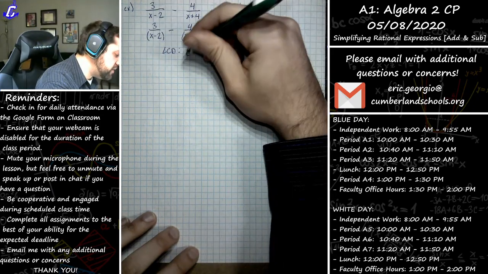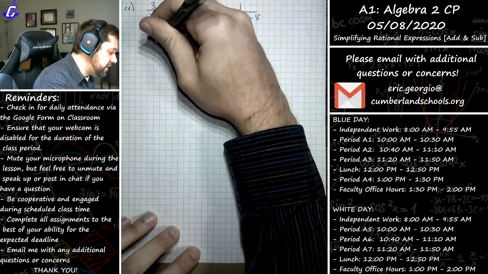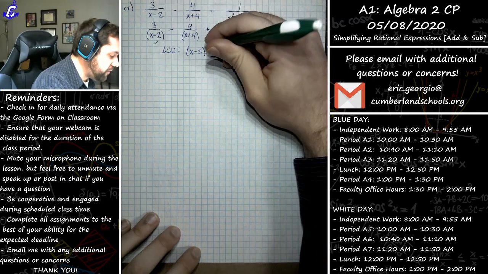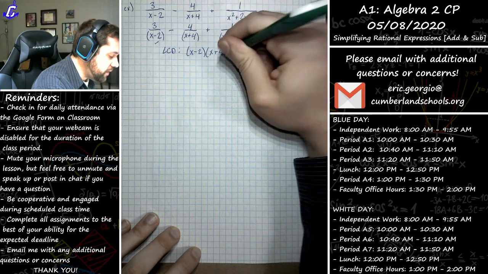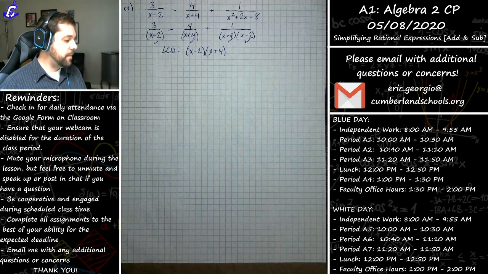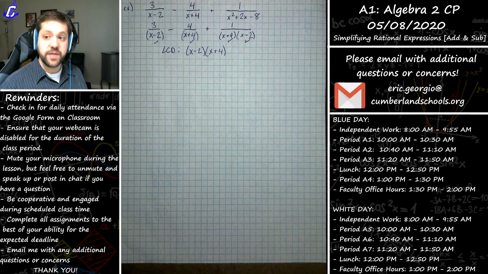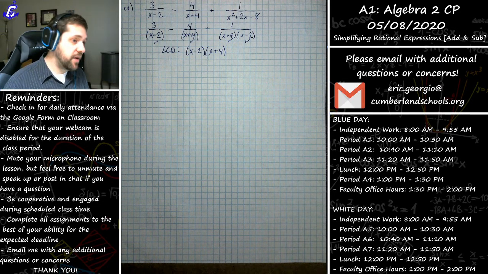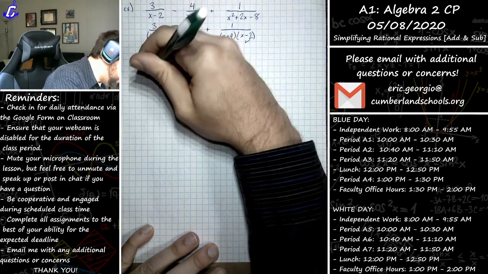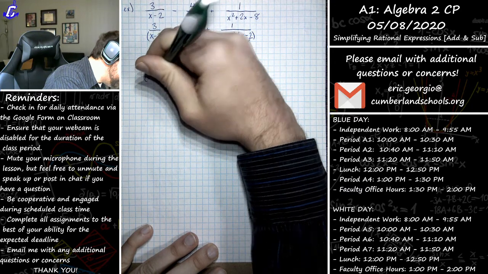Well, I need a factor of x minus 2. That makes this piece happy and this piece happy. And I need a factor of x plus 4. That satisfies this, and that satisfies this. Does everybody see that? So your least common denominator would be x minus 2 times x plus 4. Now, you want everything to look like that. So I want now this to look like that.